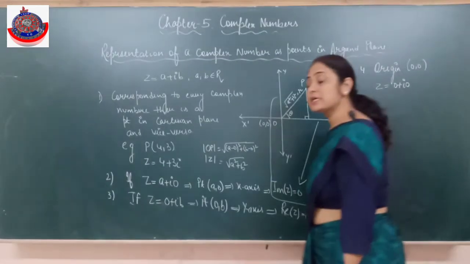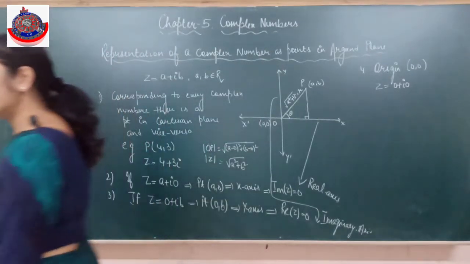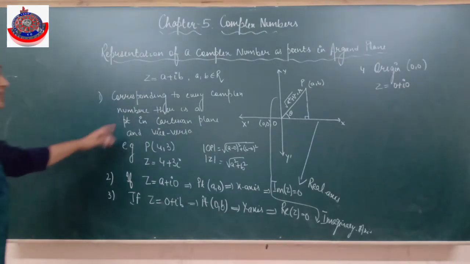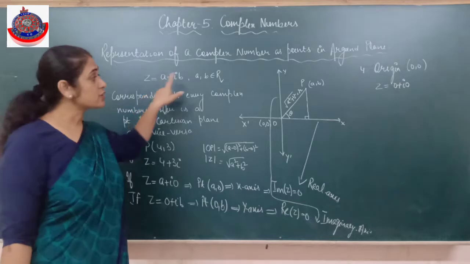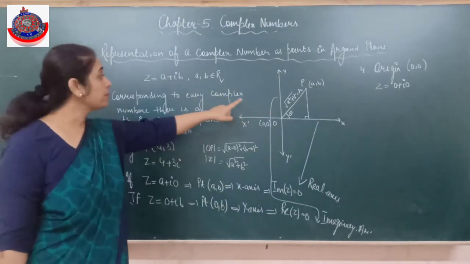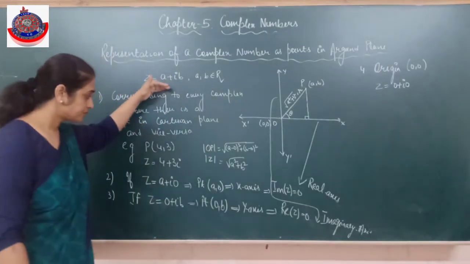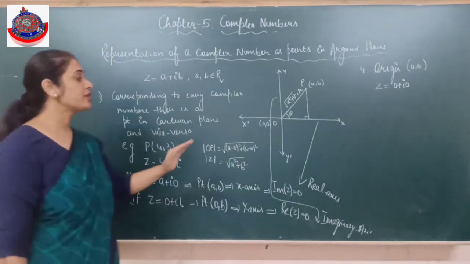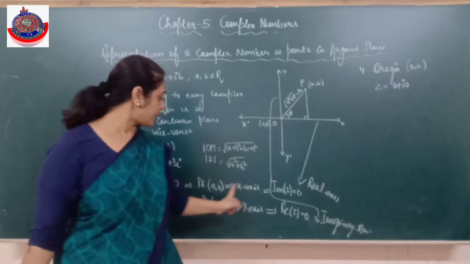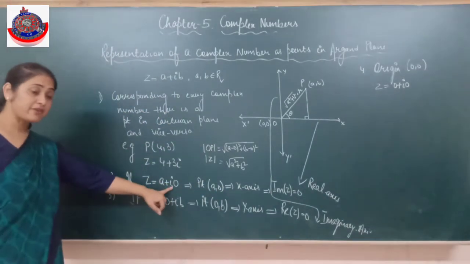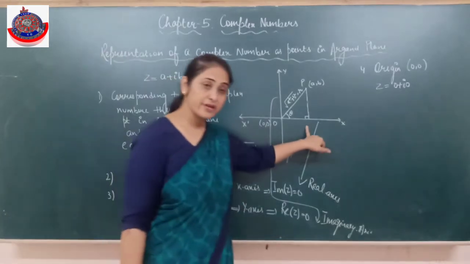0 plus iota 0. I hope all these things are clear to you. For every complex number, there is a corresponding point in the Cartesian plane. For every point, there is a corresponding complex number. Second, if the point is on the x-axis, definitely the imaginary part, the y, is 0. So the imaginary part would be 0. That's why the x-axis is called the real axis.